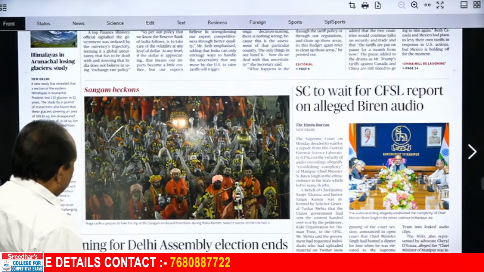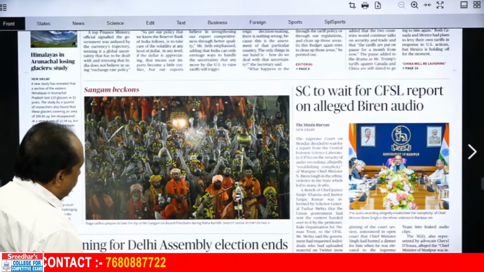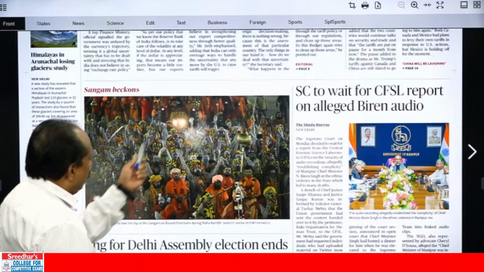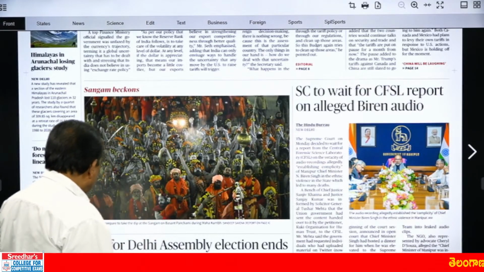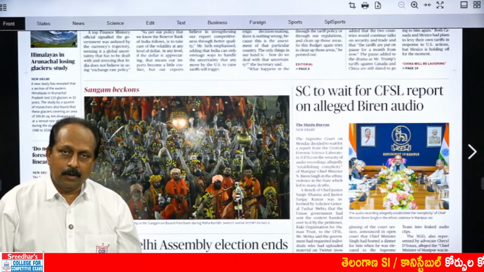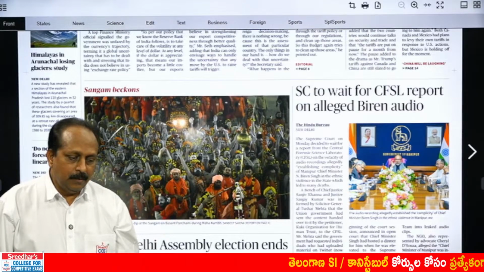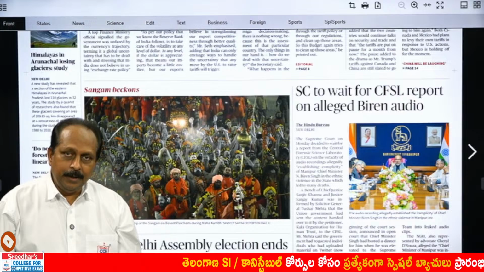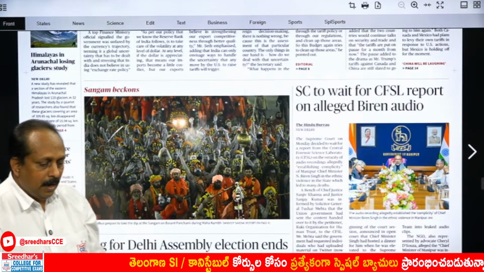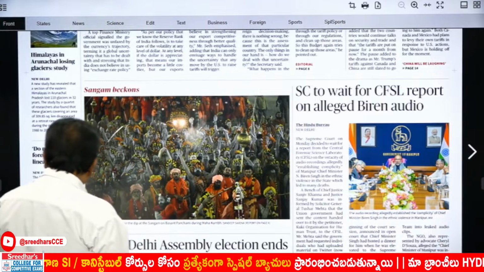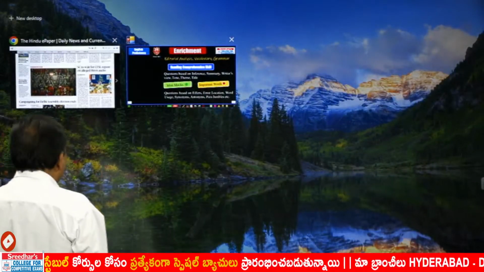And Naga sadhus prepare to take the dip at the Sangam on Basant Panchami during Mahakumbh. It's about all these Naga sadhus. Whenever there is a Kumbh Mela, you see hordes of Naga sadhus, and at a particular auspicious time, they take the holy dip. It talks about the holy dip, and it goes with Naga sadhus. That's all from the front page. Let us go to the editorial analysis.